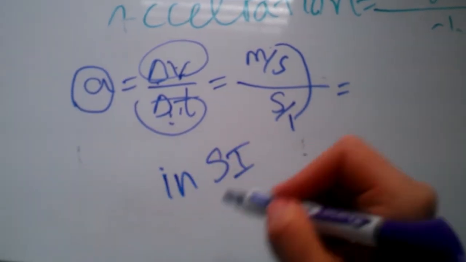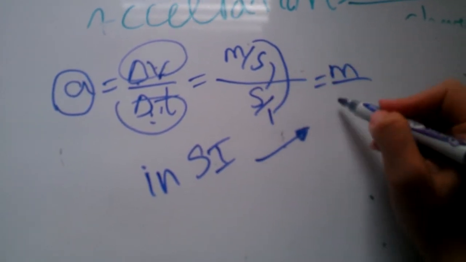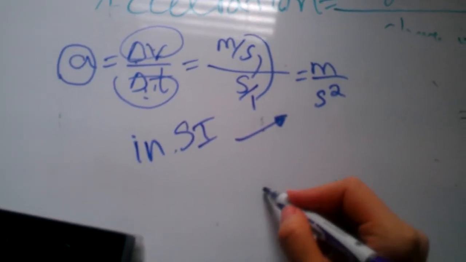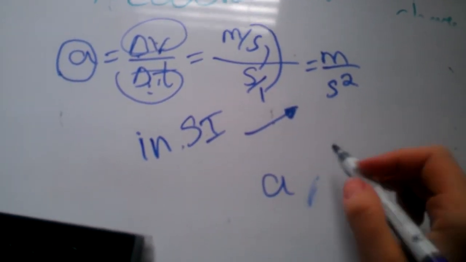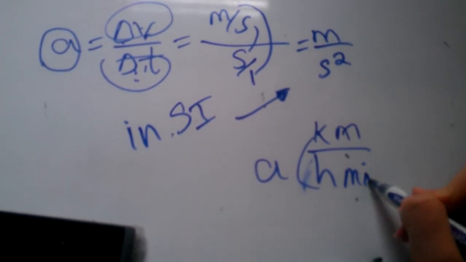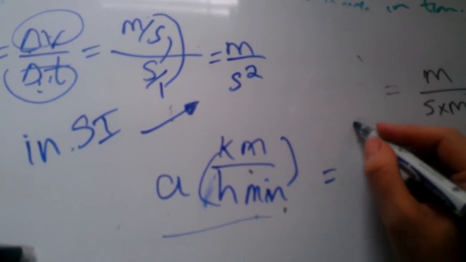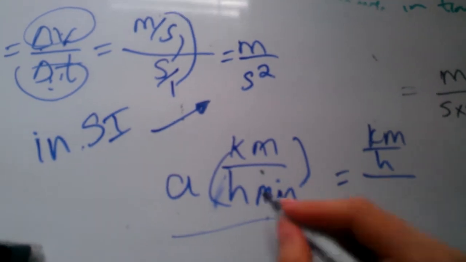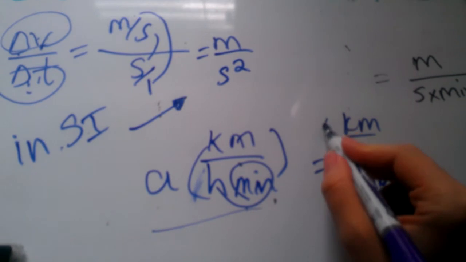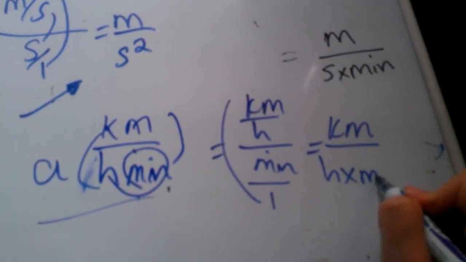Then in the SI system, the unit for acceleration is meters per second squared. So this is the SI unit, but it doesn't mean that if acceleration is expressed in terms of, let's say, kilometers per hour per minute, it is wrong or anything. This simply means that your delta V was in kilometers per hour and your delta T was in minutes. So then, of course, it turns out to be kilometers per hour times minute.